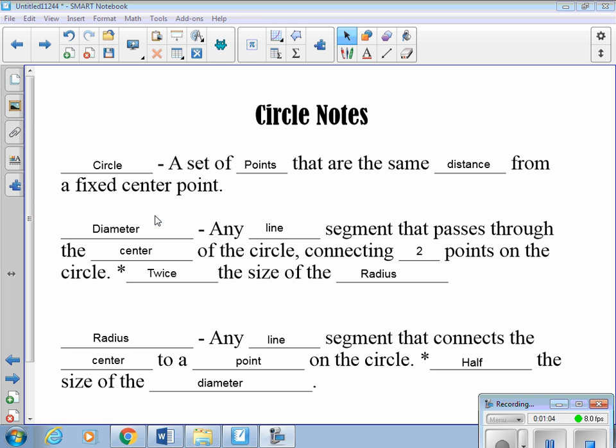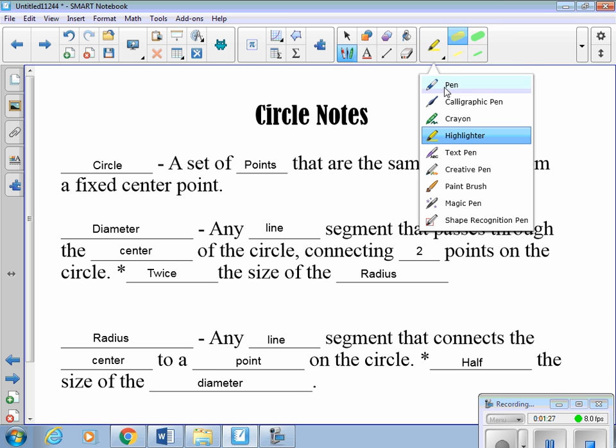The diameter is another word that you will see often. In the formula, it's just represented with the letter d, a lowercase d. The diameter is any line segment that passes through the center of the circle, connecting 2 points of the circle. And as you go through circles, you'll realize it's twice the size of the radius, which is the next definition we're going to go over.